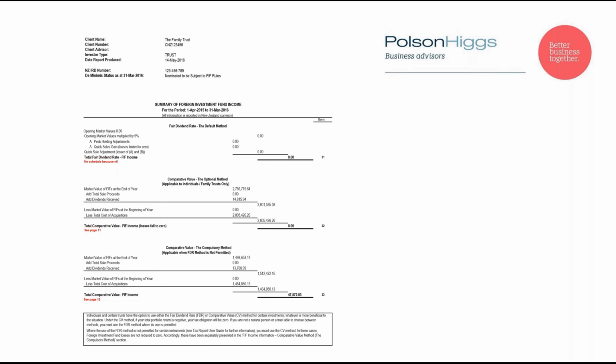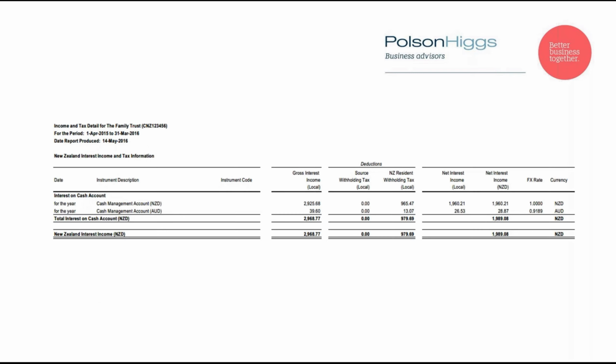You'll note that I also have some compulsory CV method or forced CV. These ones actually made a gain, $47,572. And those go on my tax return. If that had been a loss, then I will get to claim that loss. They've given me some information about my interest income and my tax information. Again, that's just ordinary income. Put that in my tax return, claim the $979 of withholding.